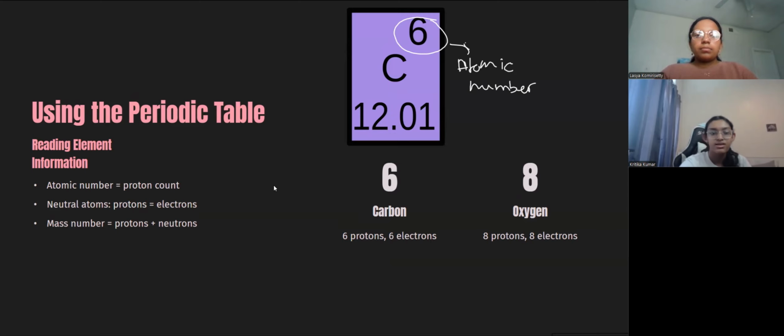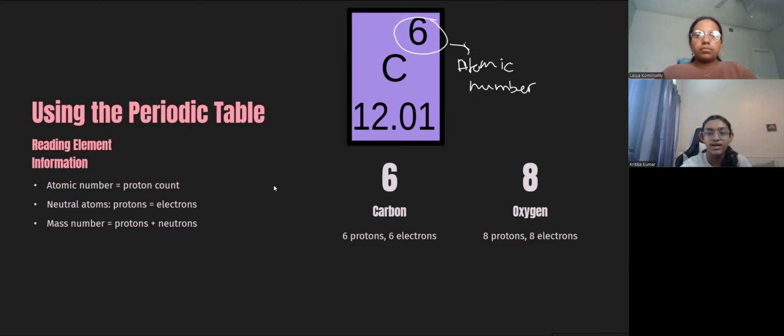And then we have neutral atoms. Always remember that the number of protons is going to equal the number of electrons. You're probably not going to be given this in the actual element itself on the periodic table, but you can definitely calculate this.